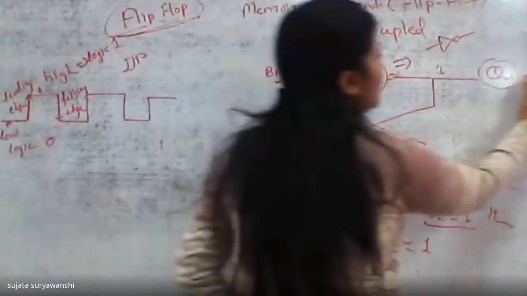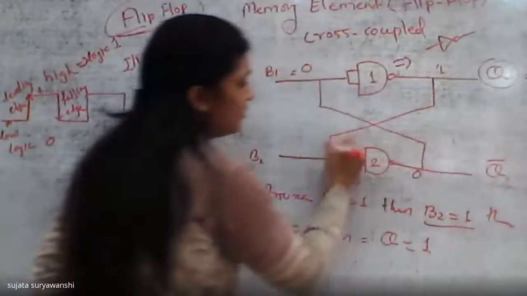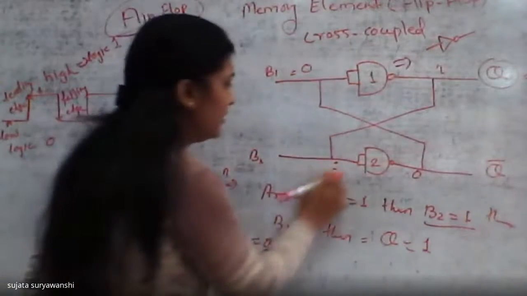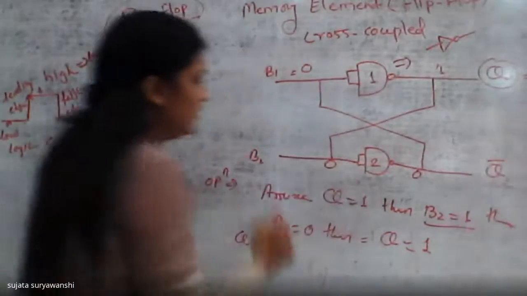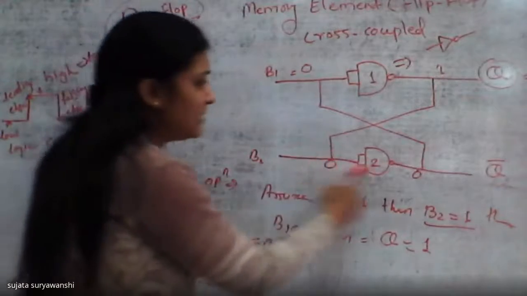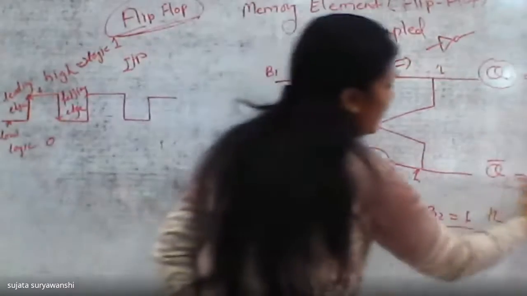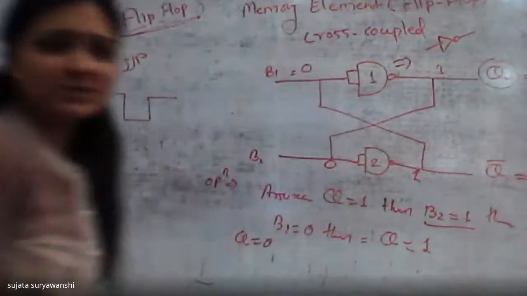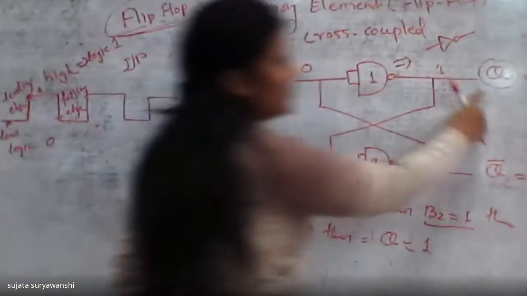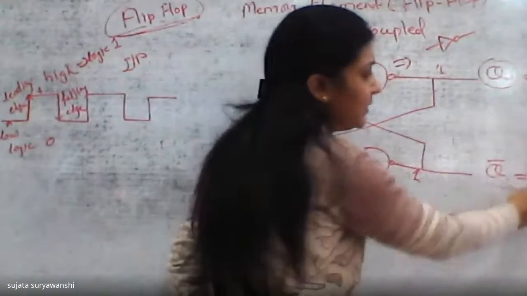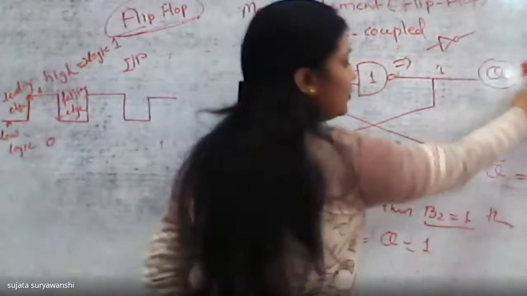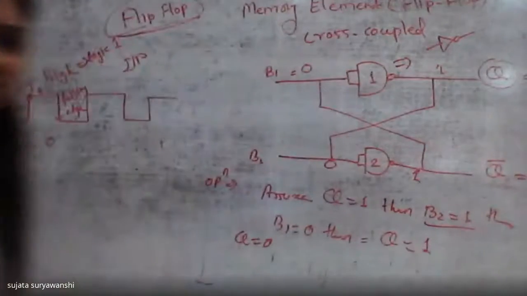If Q is equal to 0, then this 0 is connected as input here. Right now V2 becomes 0, and then the output of this one will become 1. Now Q complement becomes 1. If Q is equal to 0, then Q complement becomes 1. If Q is equal to 1, then Q complement becomes 0.